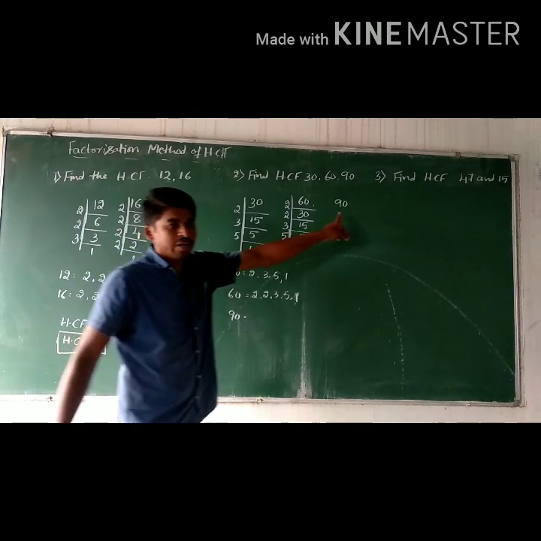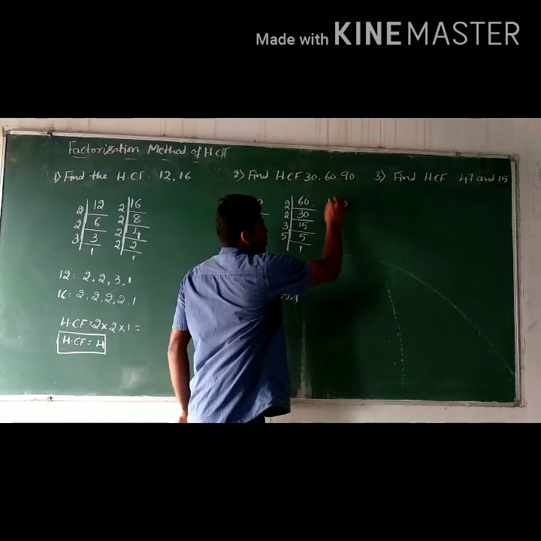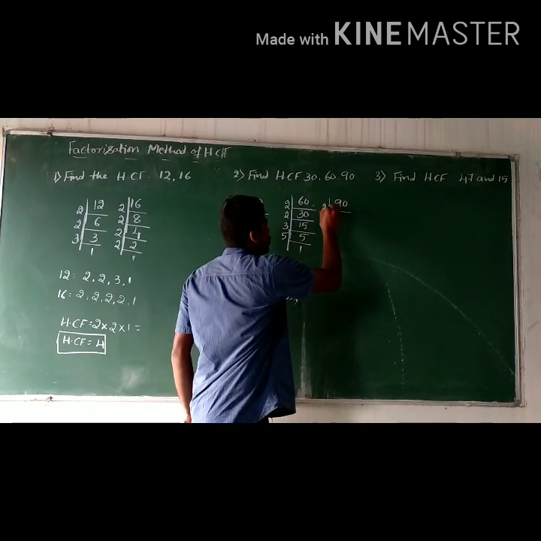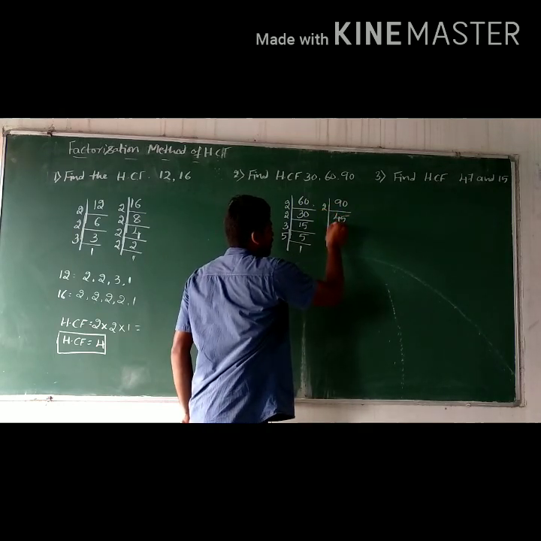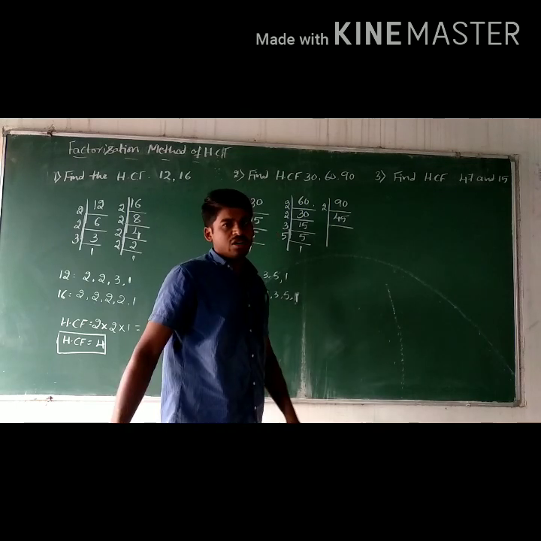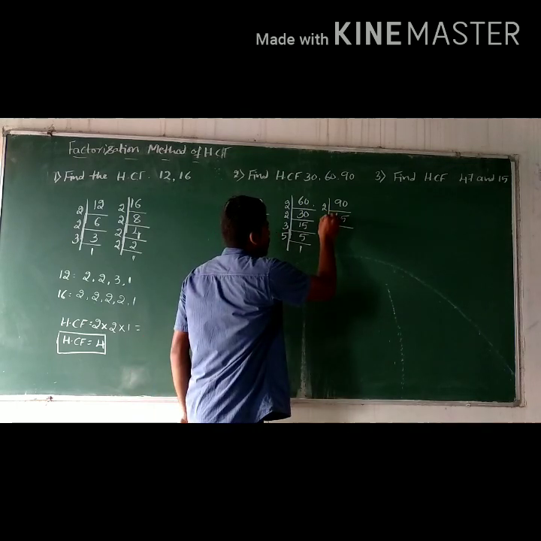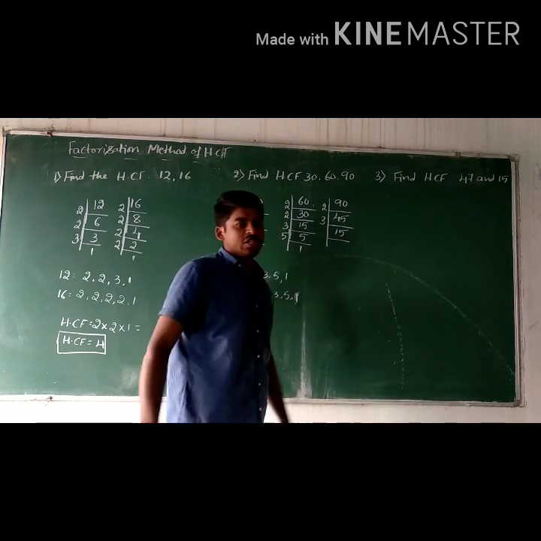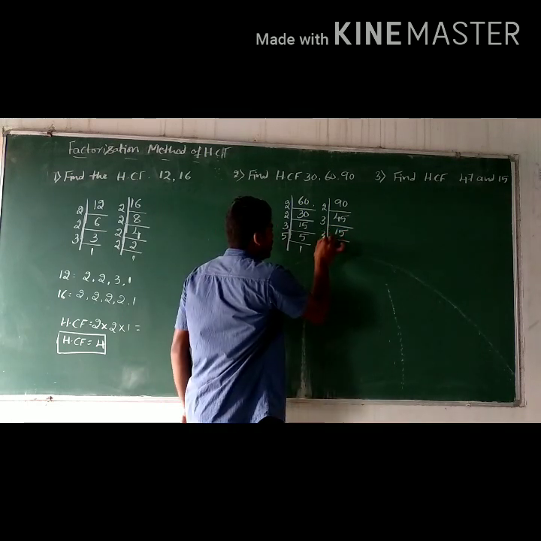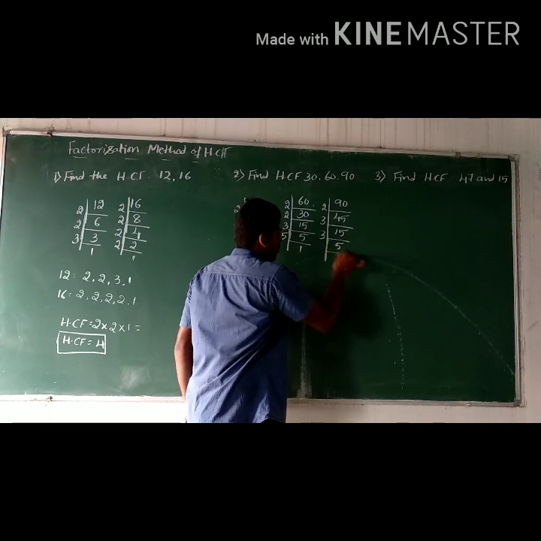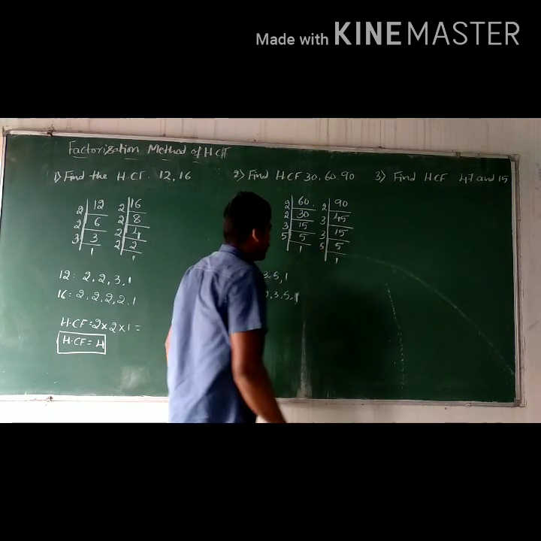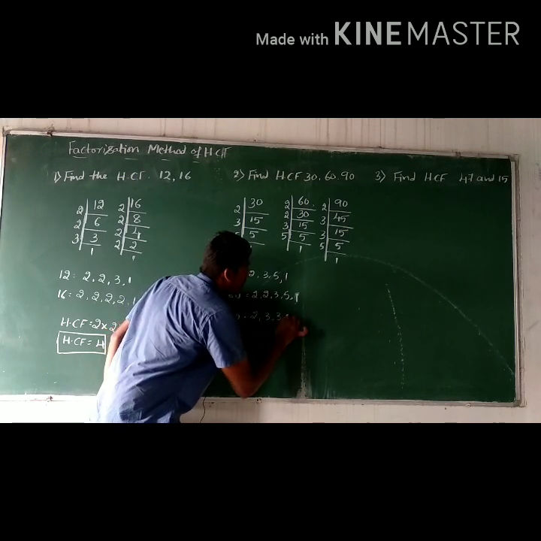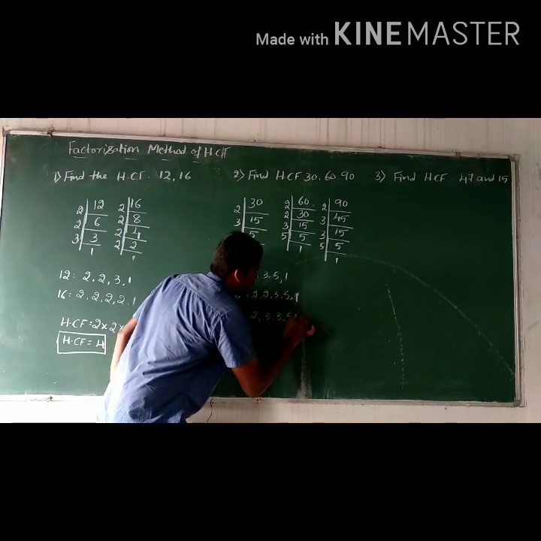The same, divide with 90 also. So now divide 90. 90 is an even number. Divide with 2, get 45. 45 is an odd number, so divide with 3. I get 15. 15 is an odd number. Divide with 3, I get 5. Now 5, divide with 5, I get 1. So now we take 2, 3, 3, 5 and 1.